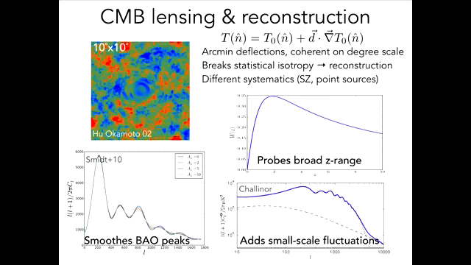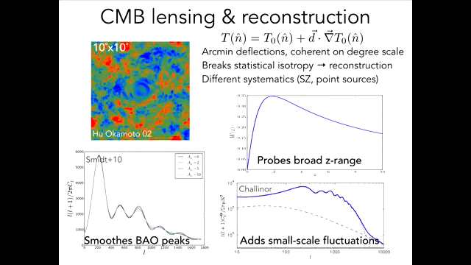And this is an exaggerated version of what you would see if you had a very massive cluster here at the center. Basically, the way weak lensing manifests itself in the cosmic microwave background is with these arc-minute deflections coherent on degree scales. And what this does, I showed you a power spectrum of the cosmic microwave background. What this does is because it shifts peaks randomly, it smooths the acoustic peaks of the cosmic microwave background.